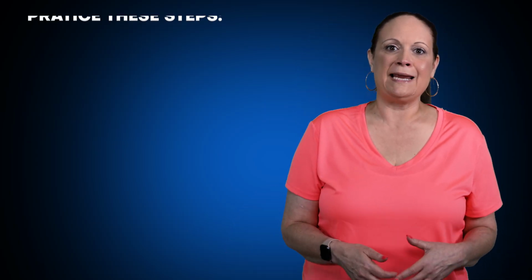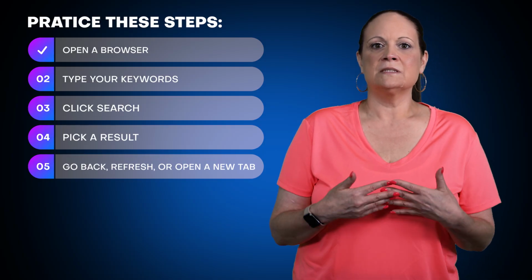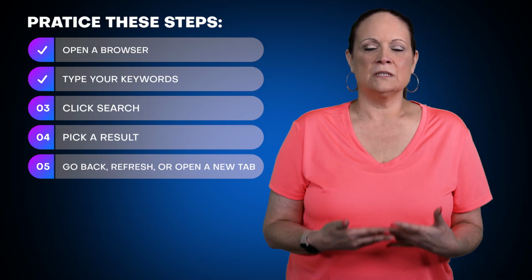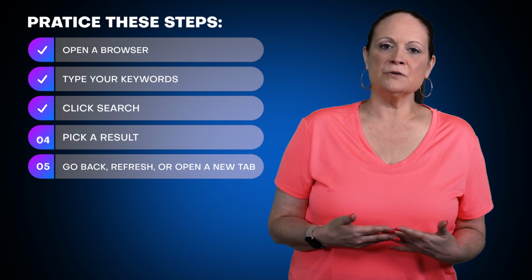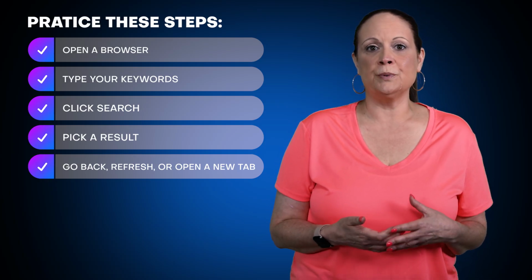Now it's your turn. Choose a topic that interests you, like best free online games or how to grow tomatoes. You can work on your own or with a group to practice browsing and finding useful information online. Use the checklist provided in your resources and practice these steps. Open a browser, type your keywords, click search, pick a result, go back, refresh, or open a new tab when needed.